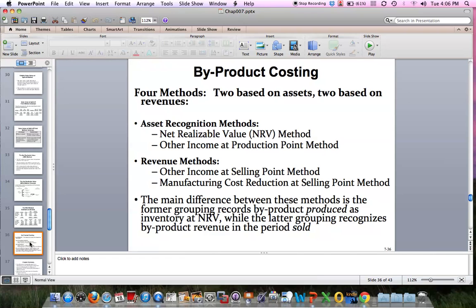I'm not going to cover byproduct costing with you. I don't think we need to worry about that. It's plenty complicated enough in this chapter of what we've been looking at.